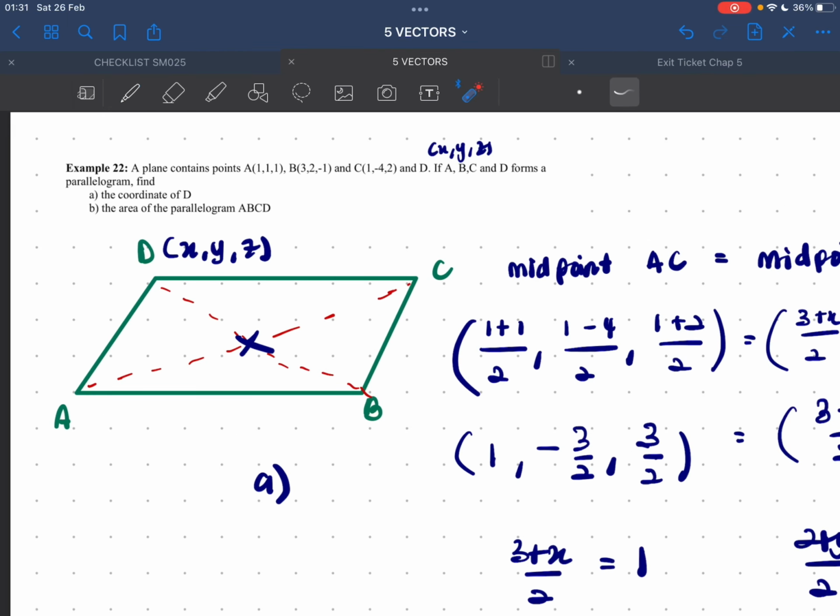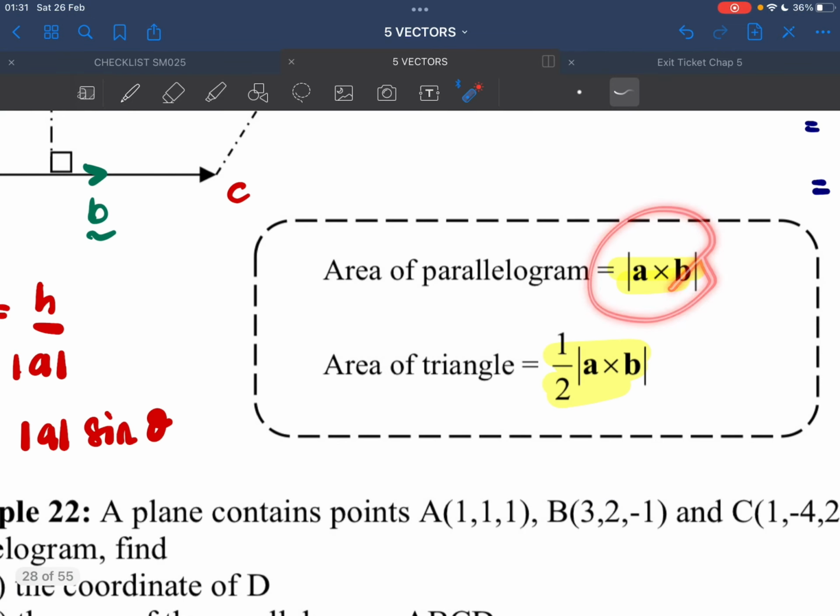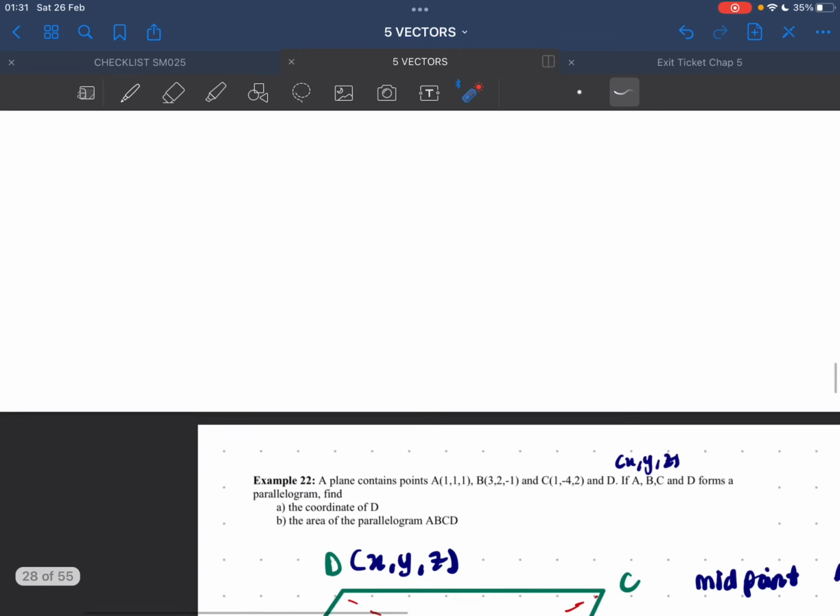The next question asks to find the area of parallelogram ABCD. So what we have to do here is use this formula. Find the magnitude of A cross B, which is, the first thing that you have to do is obviously find the vector of A cross B.